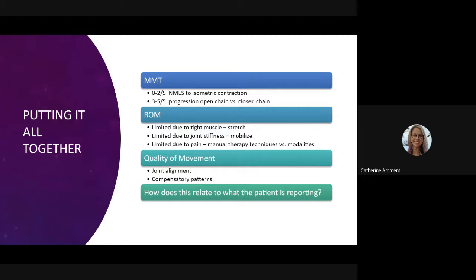So when we're putting this all together, there are some things that can make our decision-making process a little bit easier. If you're working with a patient whose manual muscle testing is somewhere between a 0 and a 2, then you may be doing NMES, neuromuscular electrical stimulation, to actually facilitate that muscle with electricity with an NMES unit. And then you can progress to isometric contractions. Or you may start them with isometric contraction where you're just getting them to activate.